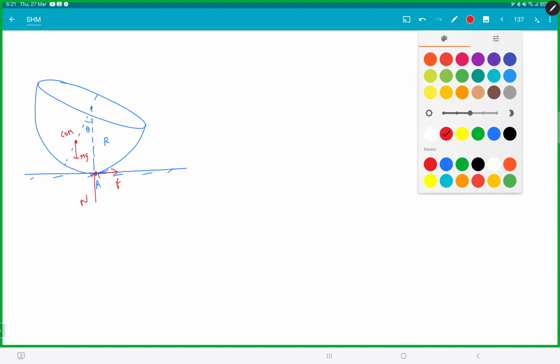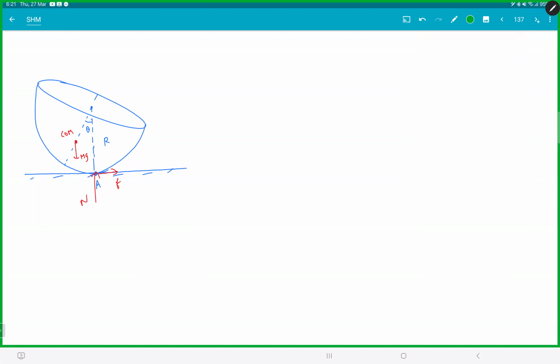And what is the distance of the center of mass? Solid hemisphere: 3r by 8. So from here, what is the perpendicular distance? 3r by 8 sine theta. So torque about A will be mg times 3r by 8 sine theta. This is equal to minus Ia into alpha. Yeah, if I find Ia, my job is done.